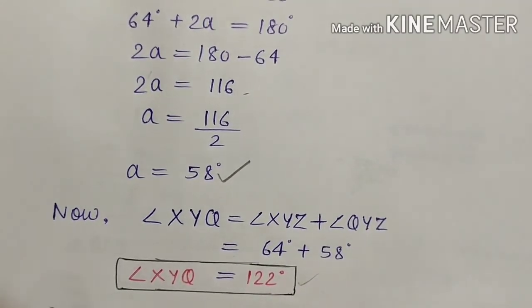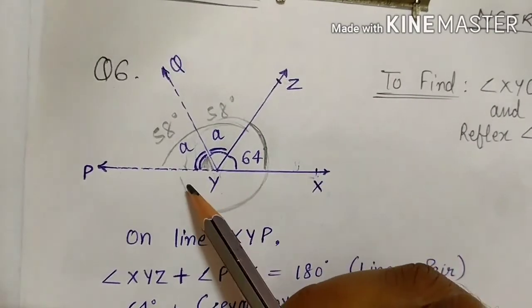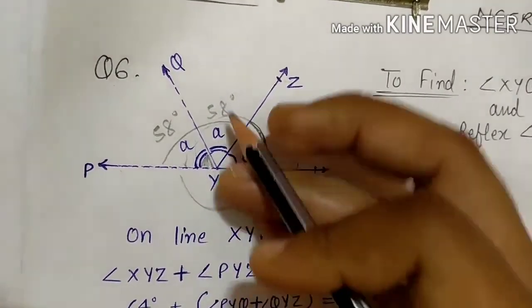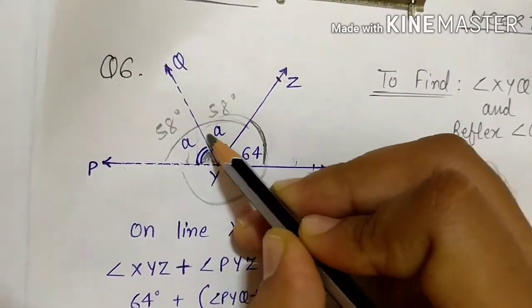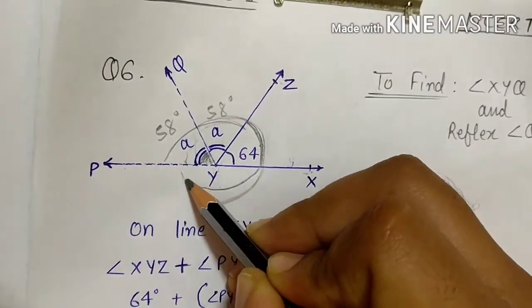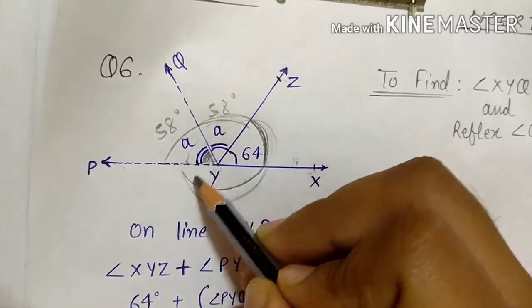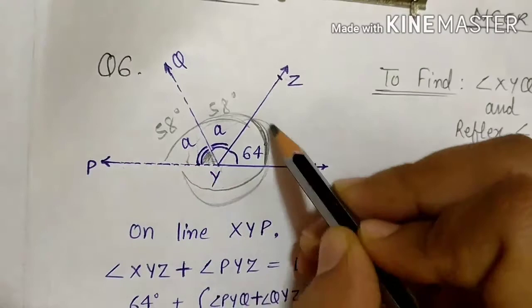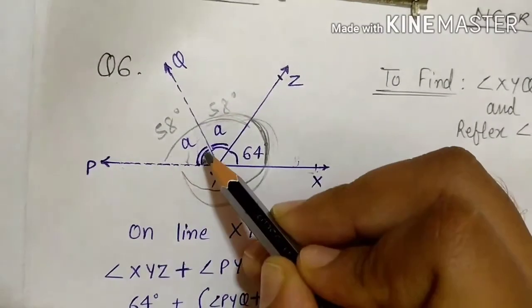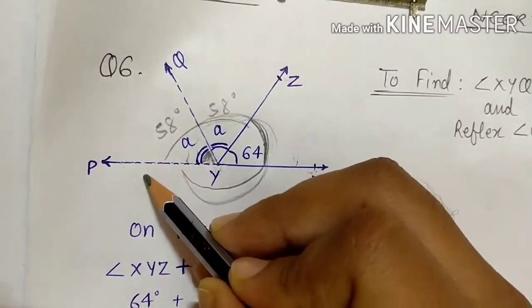Now we have to find reflex angle QYP. Reflex angle QYP means except this, we have to find this full angle, from here to here. So what we can do, from the whole 360, we can subtract this much angle.